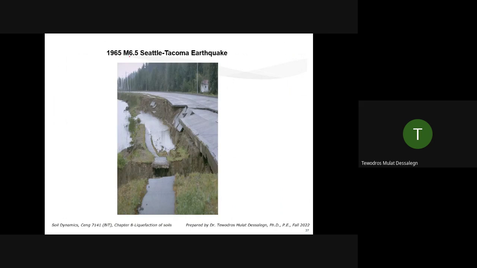1965, magnitude 6.5, Seattle-Tacoma earthquake. This is in the US. Slope failure. Looks like this is near a river, but the slope is failing. This is a road.